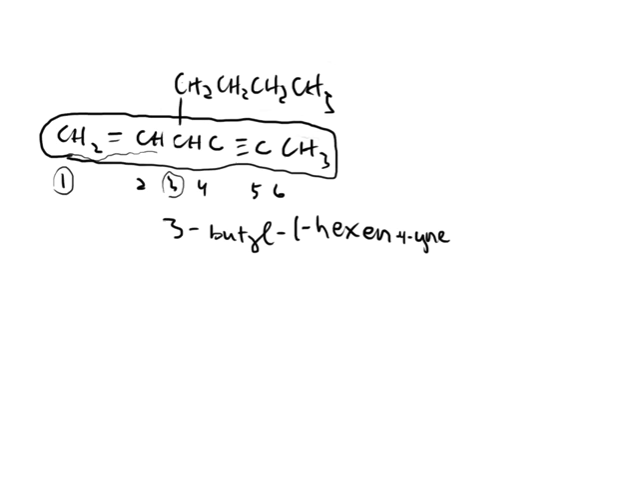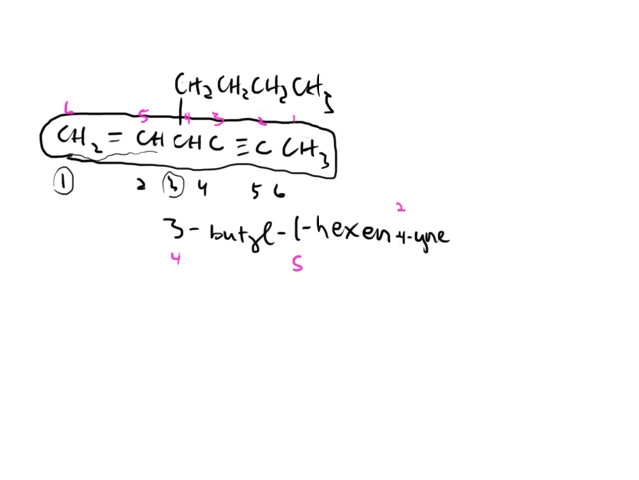Now, if you went the other way, just to prove a point, and you numbered right to left, look at your numbers that you would have ended up with. You would have had a 2 for the triple bond. Okay? You would have had a 4 for the butyl. And you would have had a 5 for the double bond. And if you look at that number set, 2, 4, 5 is higher than 1, 3, 4. So that is why we were forced to number from left to right in this case.